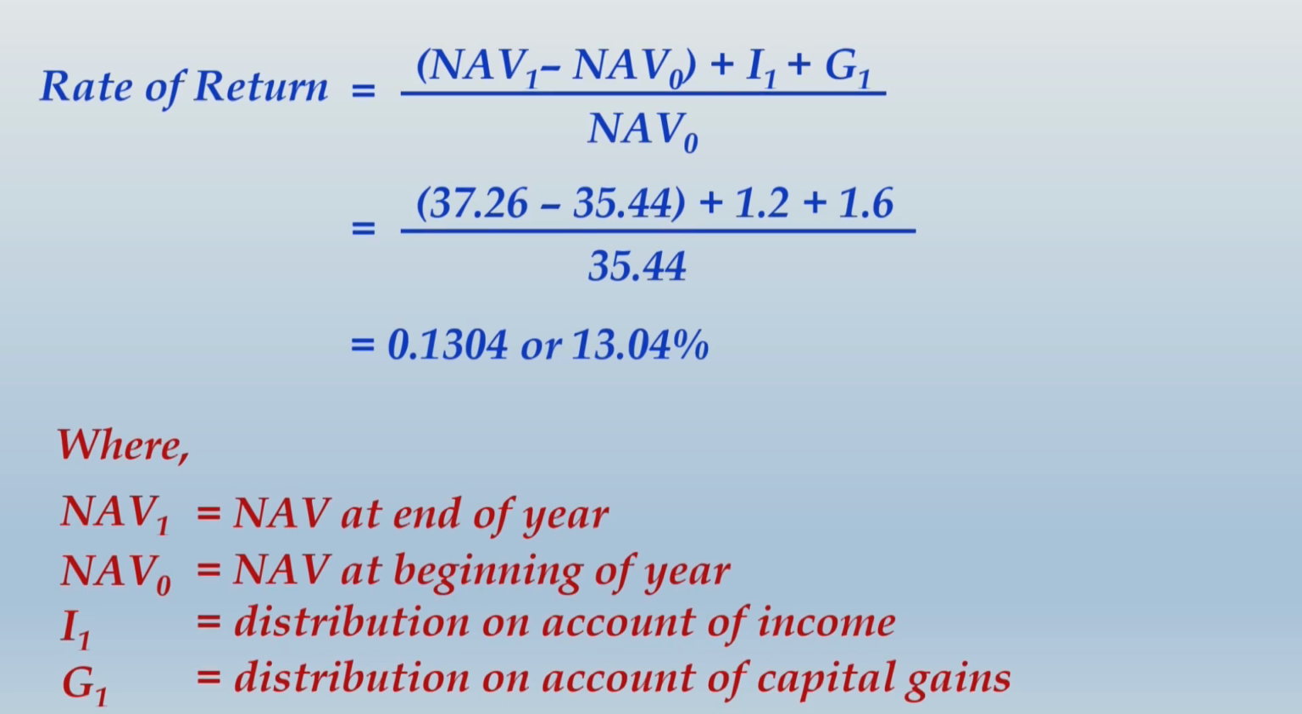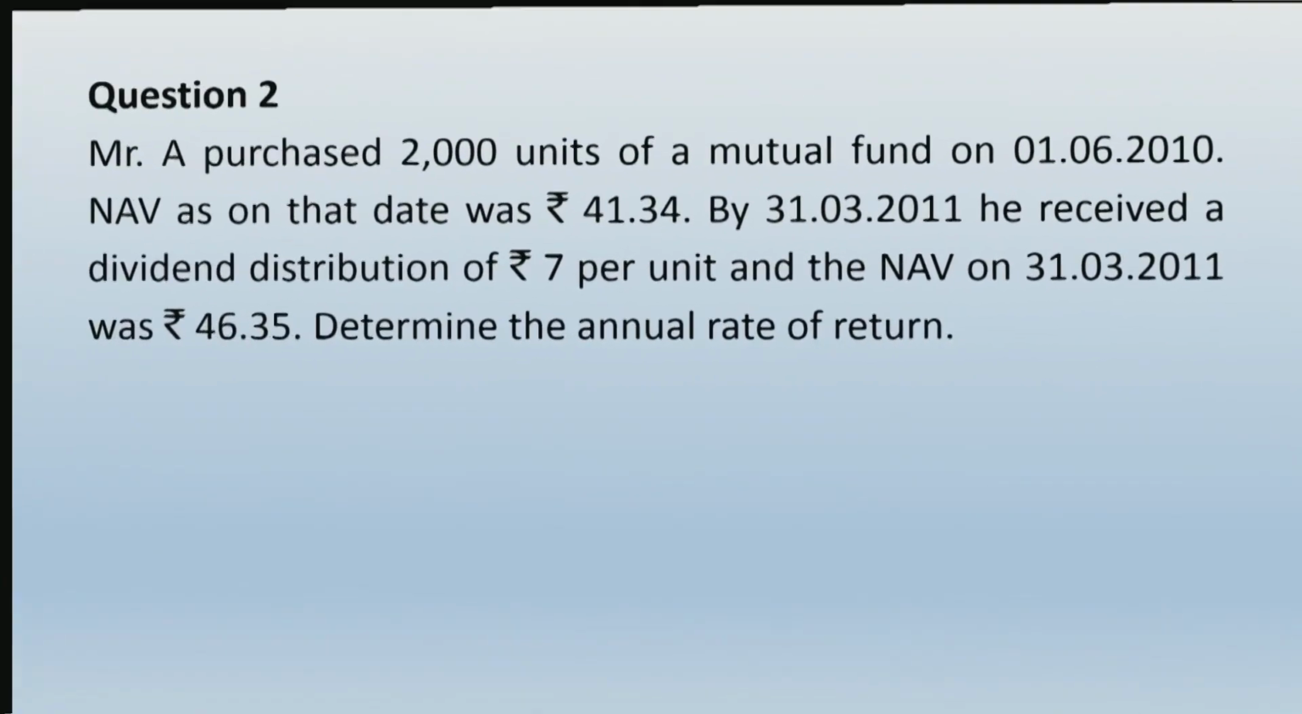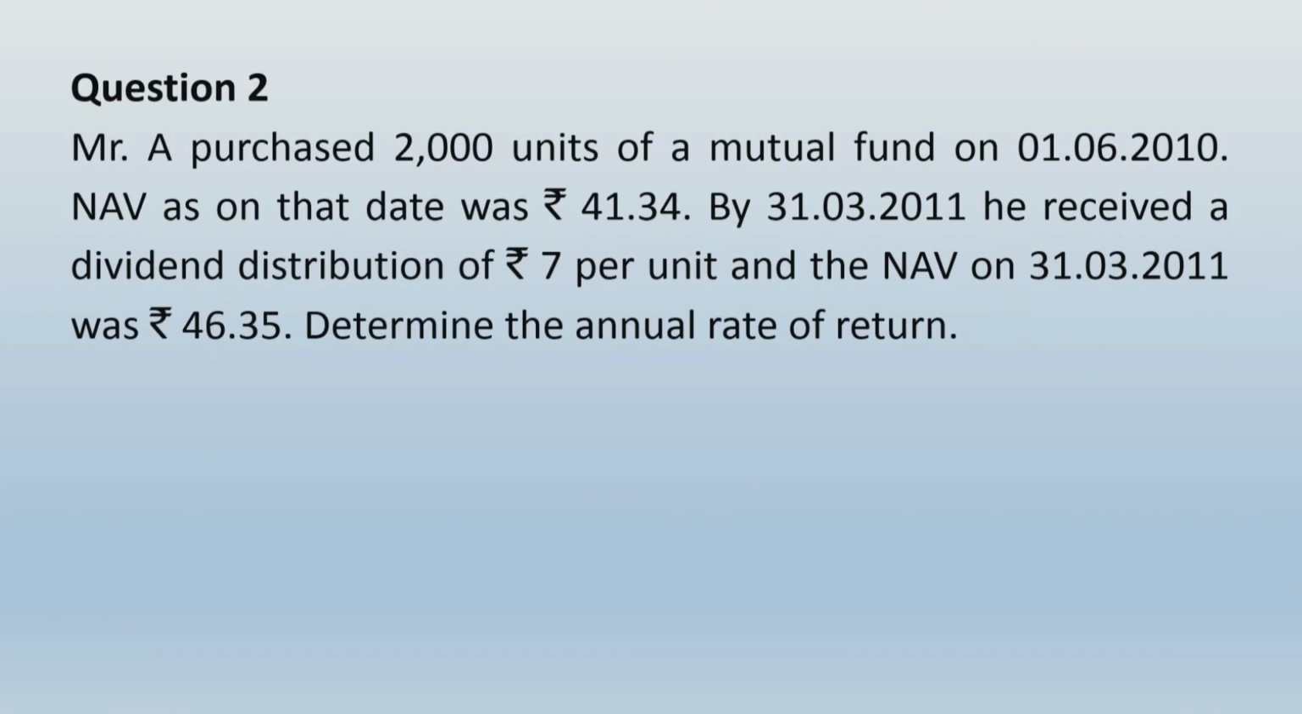Alright friends, you would have finished writing this whole thing. Let us move ahead and take up the next question, that is question number 2. Let us read this question. Mr. A purchased 2000 units of a mutual fund on 1/6/2010. NAV as on that date was rupees 41.34. By 31/3/2011, he received a dividend distribution of rupees 7 per unit, and NAV on 31/3/2011 was 46.35. Determine the annual rate of return.